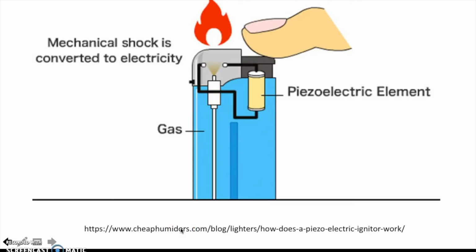This is an example of our lighter that we used in our experiment. This is a spark wheel here. This has the piezoelectric element, and when it strikes the element, it creates a flame.